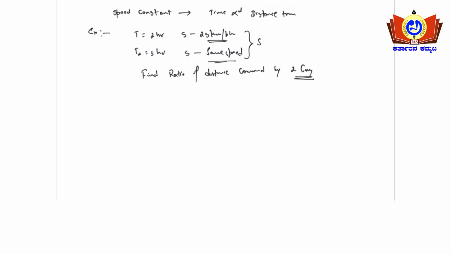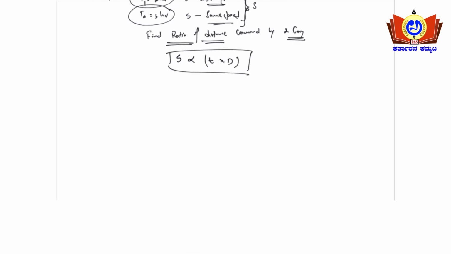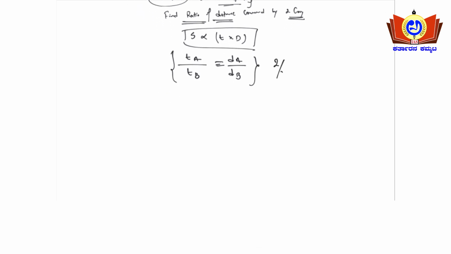So what they have given: time 1 is 2 hours, time 2 is 3 hours, and in both cases the speed is the same, that is 25 kilometers per hour. They are asking to find the ratio of the distance covered by the 2 cars. Hence speed is directly proportional to time into distance, we know that, okay? Based upon this formula we can say that the time taken by car A upon the time taken by car B is directly proportional to the distance covered by car A by the distance covered by car B. We can equate this, right? So in these conditions, 2 by 3 is the answer here.